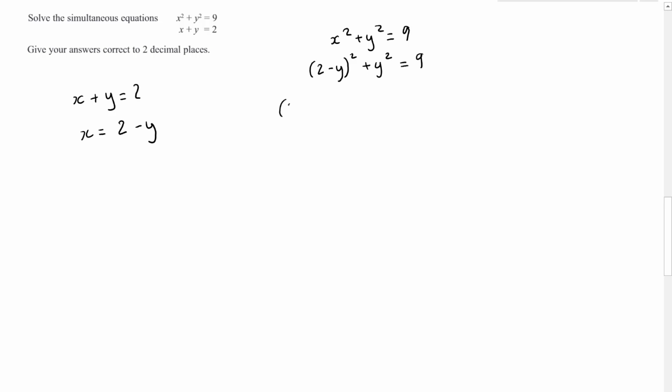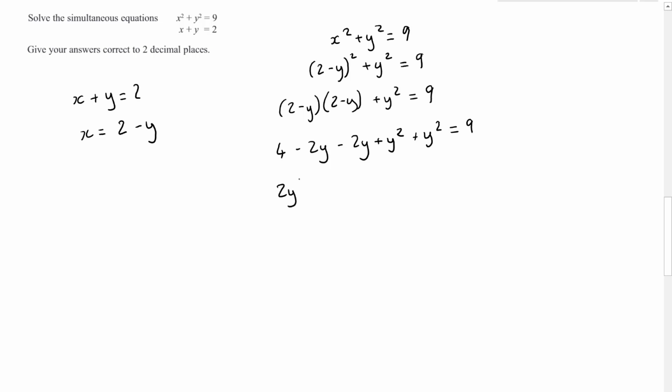I can expand these brackets. So (2 minus y) times (2 minus y) plus y squared is equal to 9. When I multiply the first two, I get 4 minus 2y minus another 2y and then plus y squared from the minus y times minus y, plus another y squared from what's given in the equation, is equal to 9. So I can simplify this and it's going to give me 2y squared, from the y squared plus the y squared, minus 4y from the minus 2y minus 2y, and then plus 4. I'm going to subtract the 9 across, and 4 minus 9 is going to give me minus 5, is equal to 0.